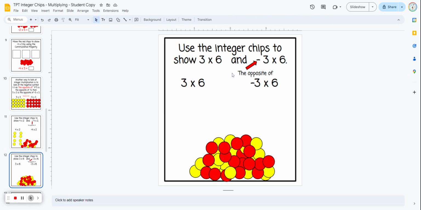The next slide, we have 3 times 6. They're all going to be yellow because they're positive numbers. So 3 groups of 6 or 6 groups of 3. And then the opposite of that would all be the same thing, but all red chips.